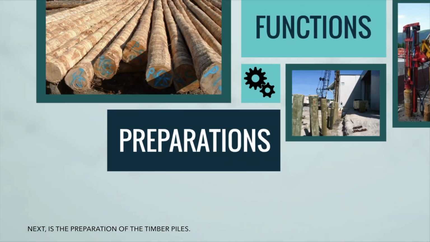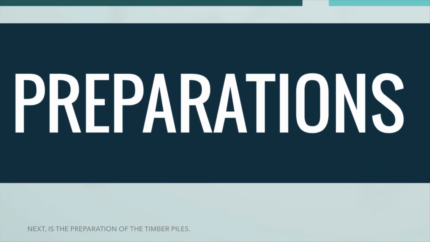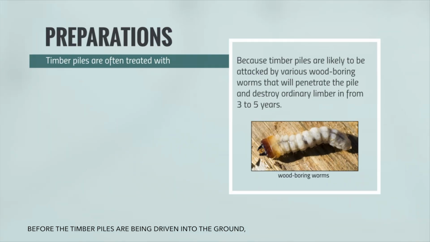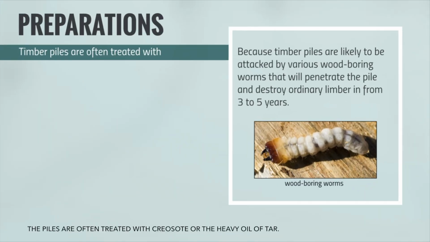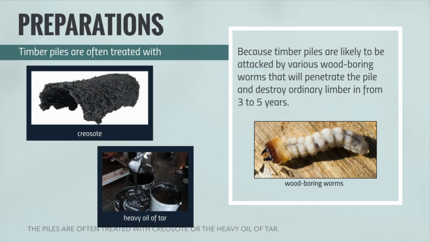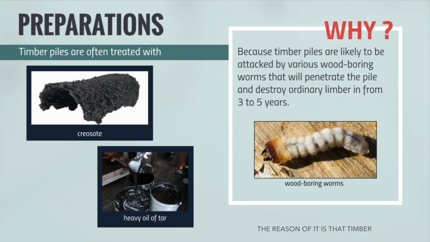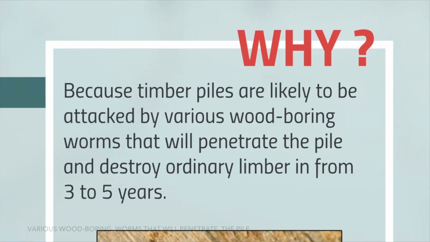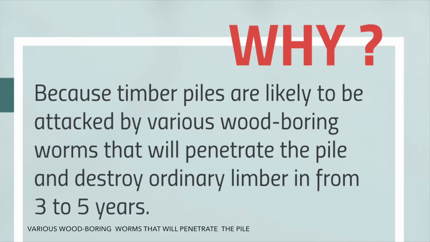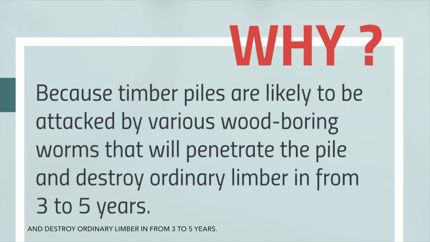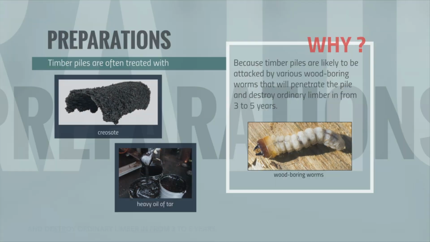Next is the preparation of the timber piles. Before the timber piles are driven into the ground, the piles are often treated with poison or heavy oil of tar. The reason for it is that timber piles are likely to be attacked by various wood-boring worms that will penetrate the pile and destroy ordinary timber in 3 to 5 years.